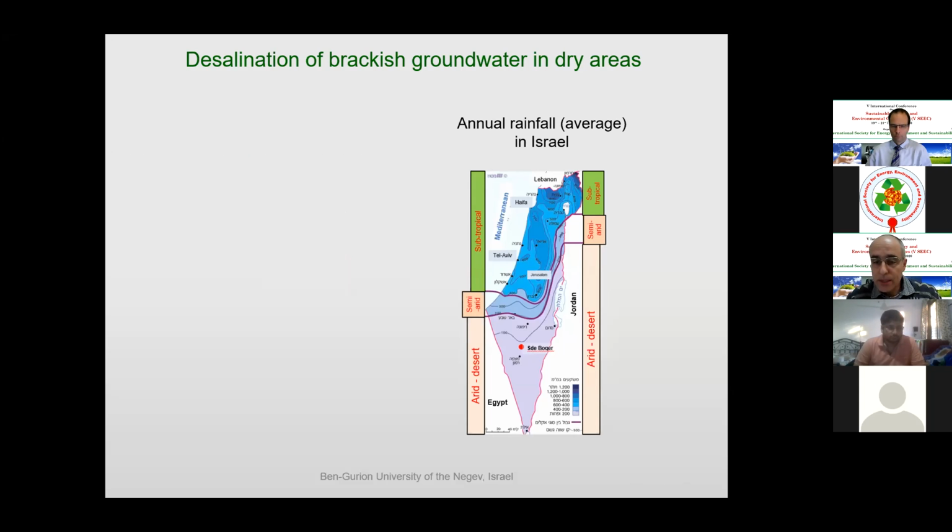So here you can see the map of Israel with the precipitation, the average annual rainfall. Just a second, let me get the pointer. Okay, so these are the arid and semi-arid areas by annual precipitation. And you can see that more than half of the country is a desert.